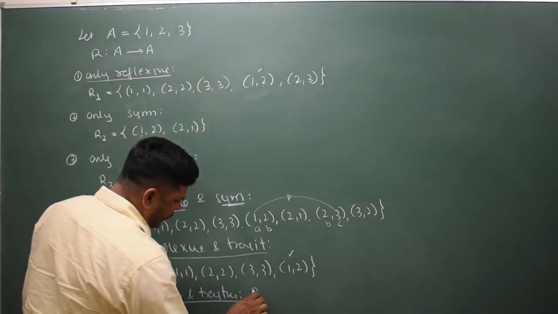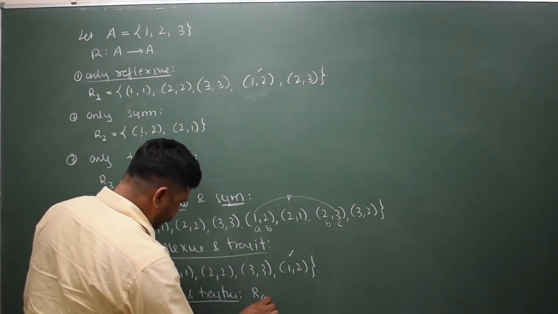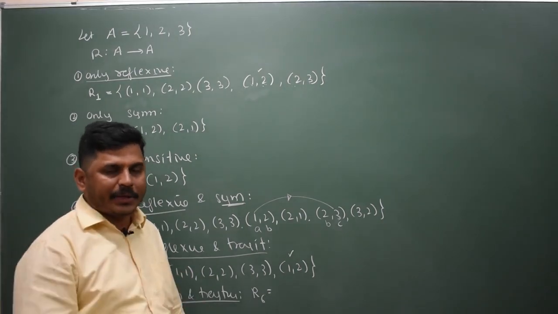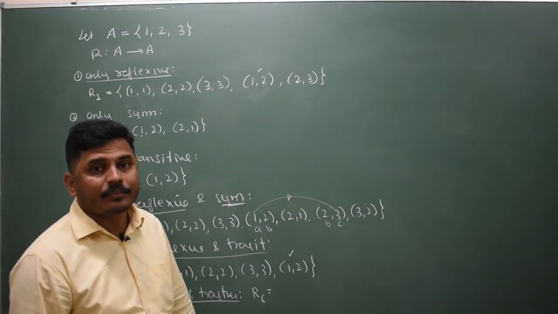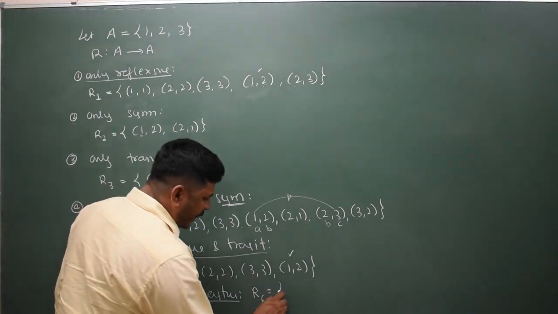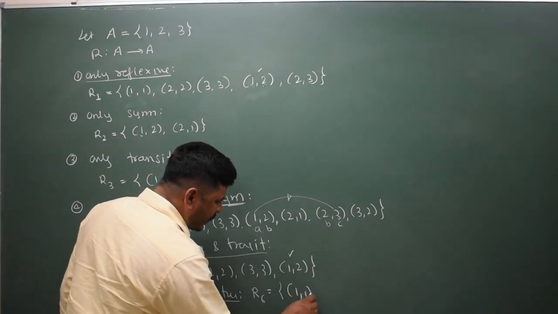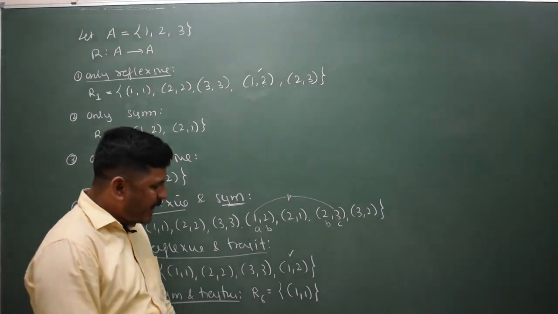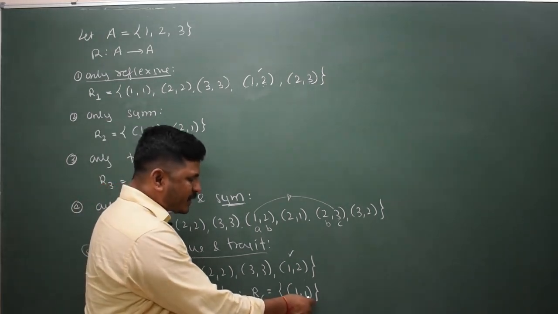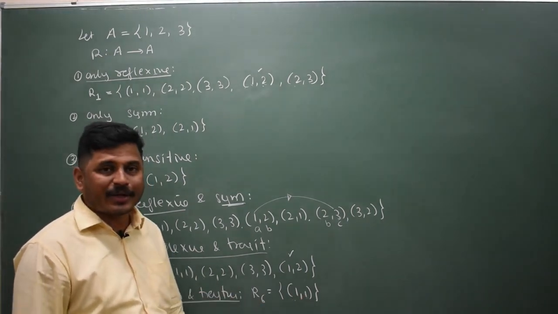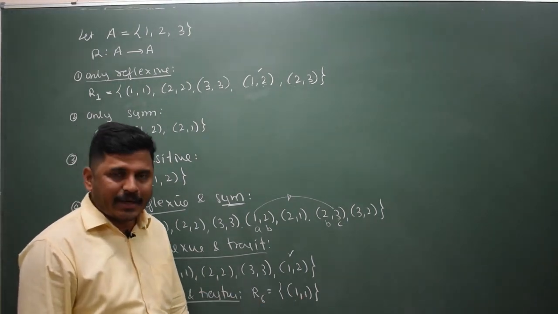I will write here only, that is R6. It should be symmetric, it should be transitive, but it should not be reflexive. Can I write 1 comma 1? Is it symmetric? Yes, A is related to B, B is related to A. 1 is related to 1. It is symmetric. Is it transitive?